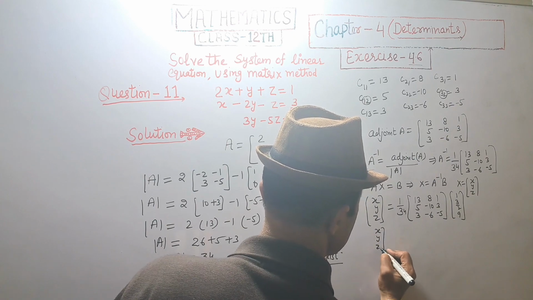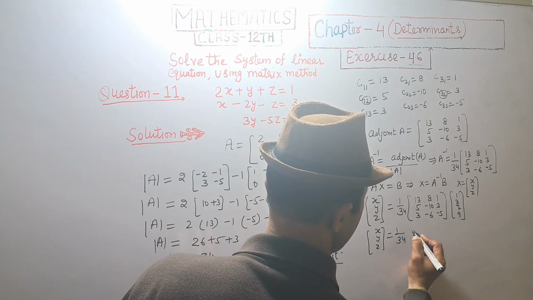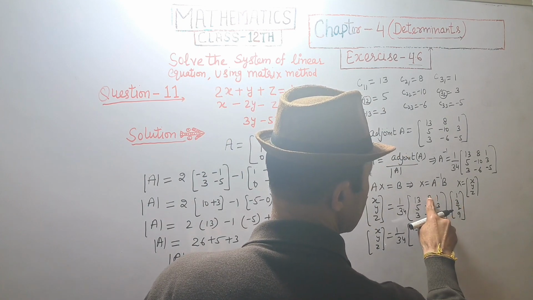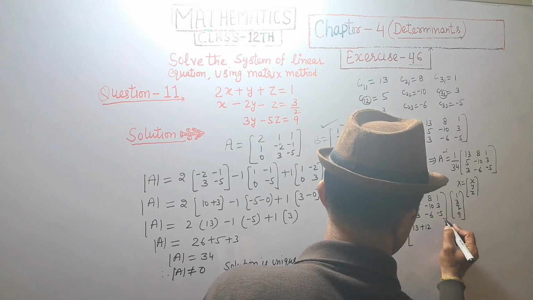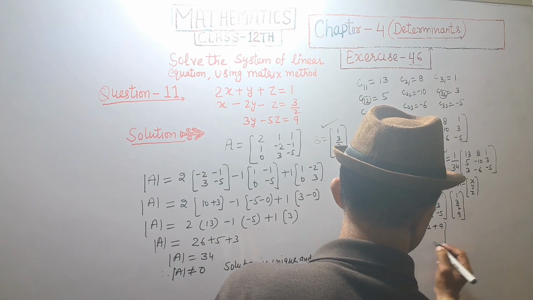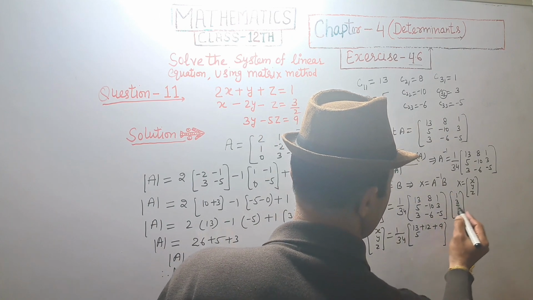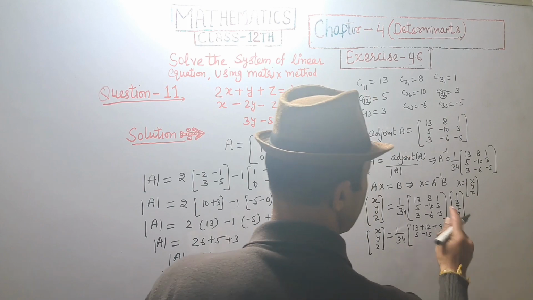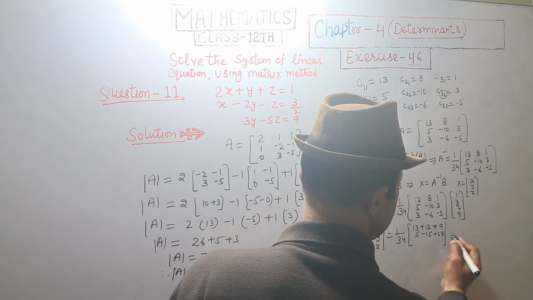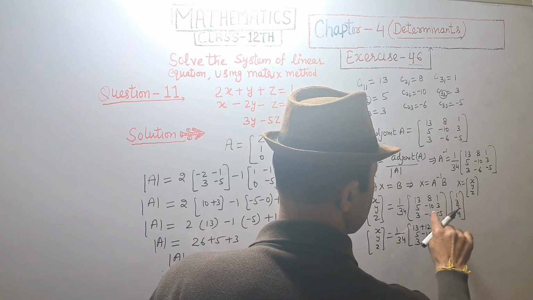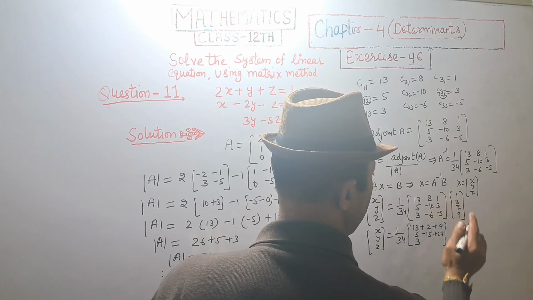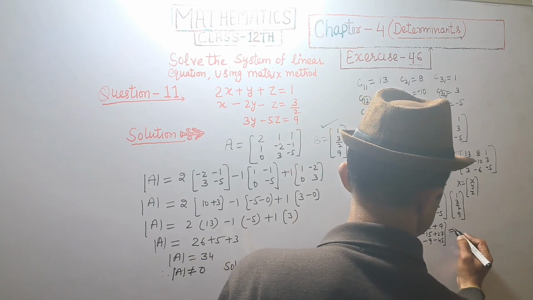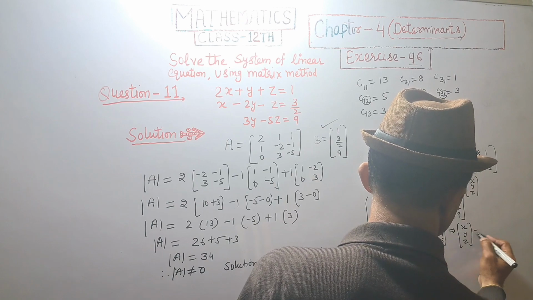x, y, z is equal to 1 upon 34. First row: 13 multiplied by 1 is 13, 8 times 3 upon 2 is 12, plus 9 times 1 is 9. Second row: 5 times 1 is 5, 10 times 3 upon 2 is 15 with minus, and 3 times 9 is 27. Third row: 3 times 1 is 3, 6 times 3 upon 2 is 9 with minus, and 5 times 9 is minus 45.